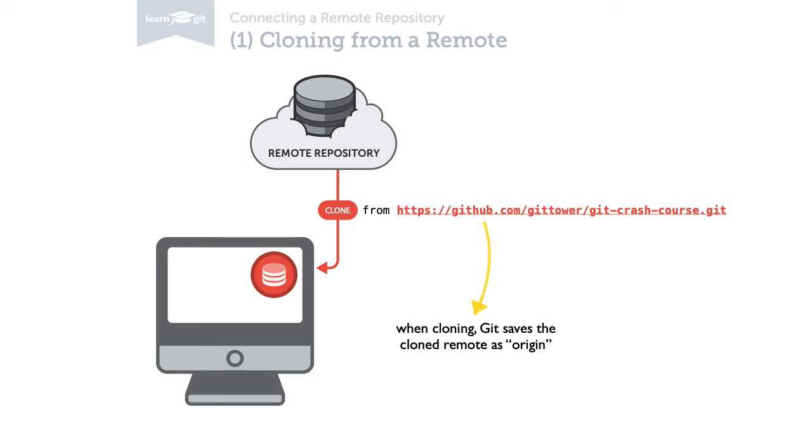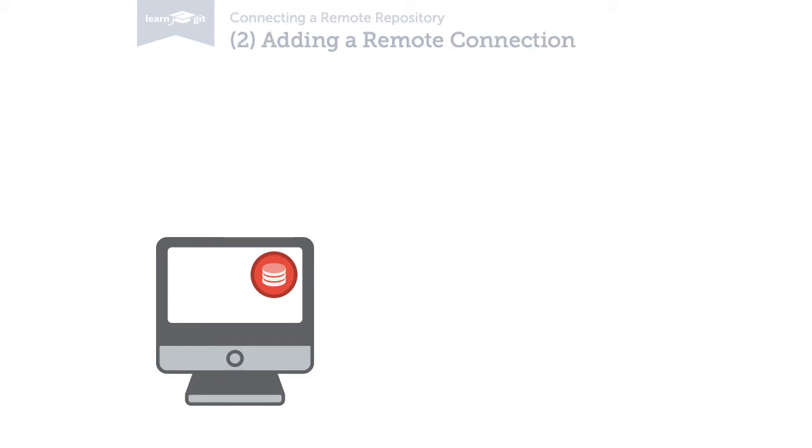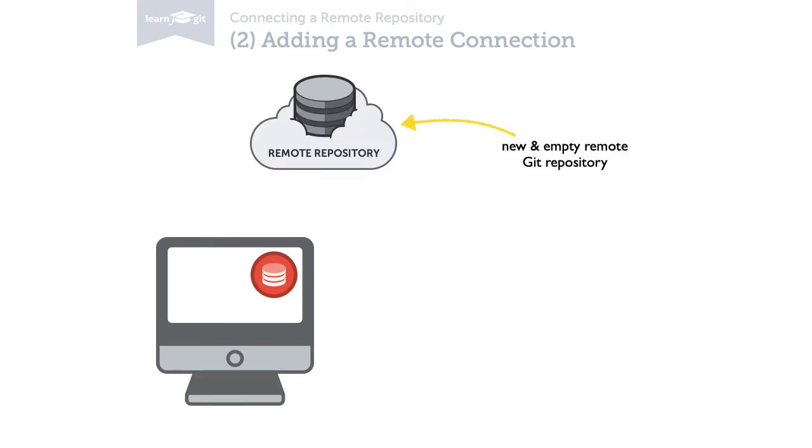The other scenario is when you've started a new Git repository on your computer. In that case, of course, you'll have to explicitly add a remote connection. For example, when you want to start sharing your code with your teammates. You will then create a blank remote repository on your server and upload your project. Let's see how this works.